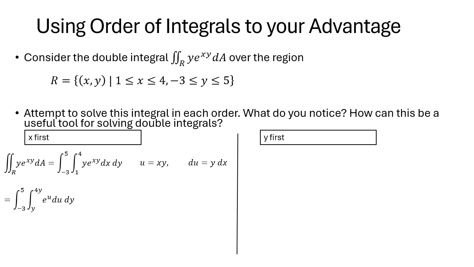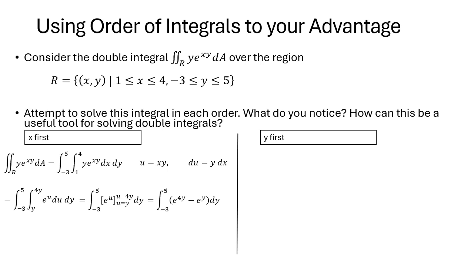This is an identical integral to the intro problem in the sense that the antiderivative of e to the u is just e to the u. Then from there, we plug in the limits with respect to u. So we have a lower limit of u equals y and an upper limit of u equals 4y. This now results in the integral from -3 to 5 of e to the 4y minus e to the y dy.